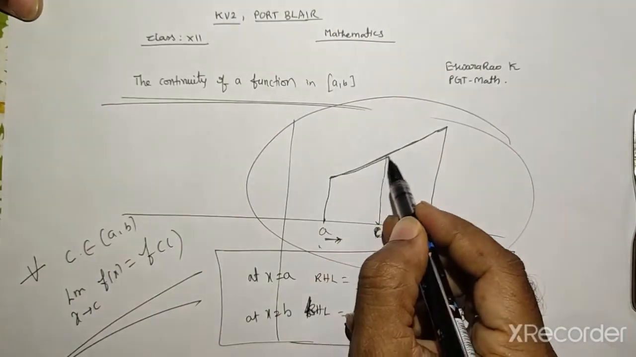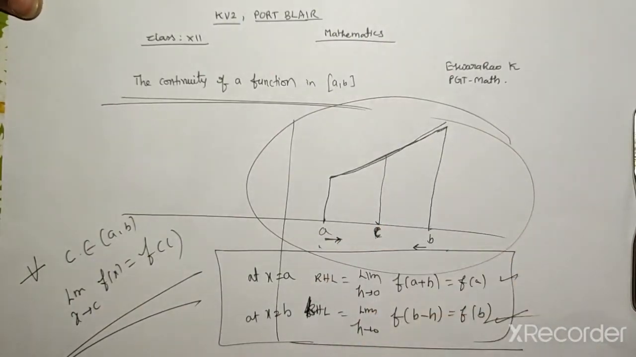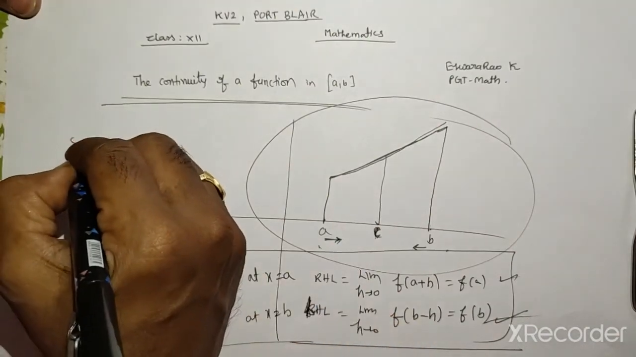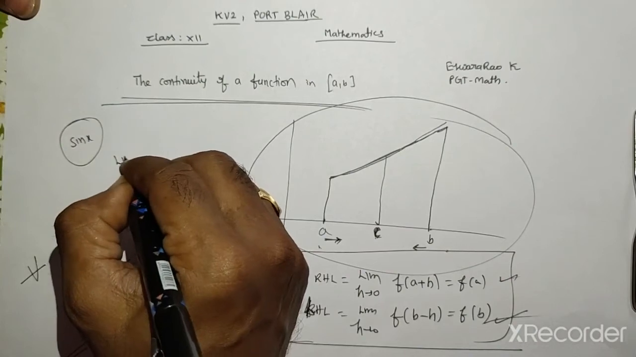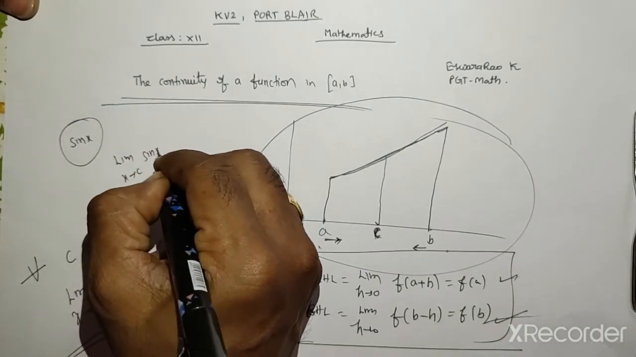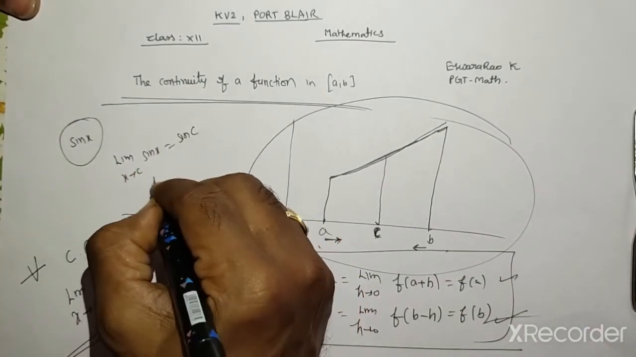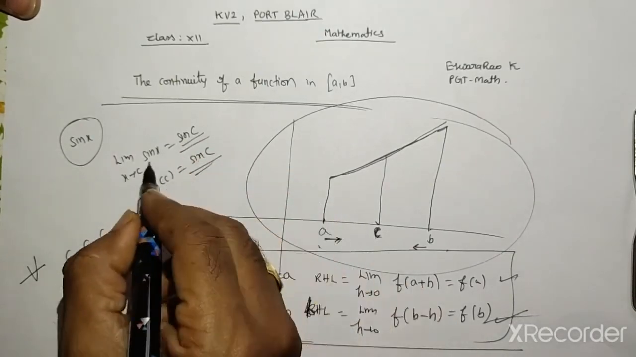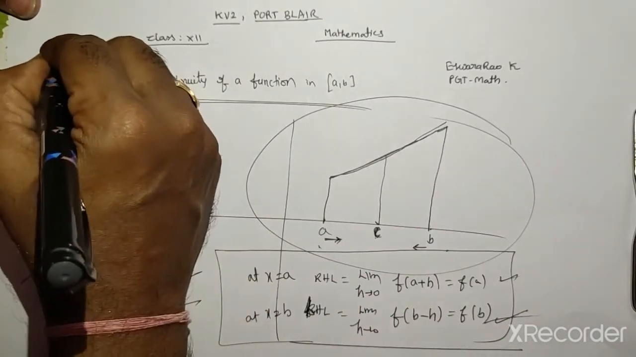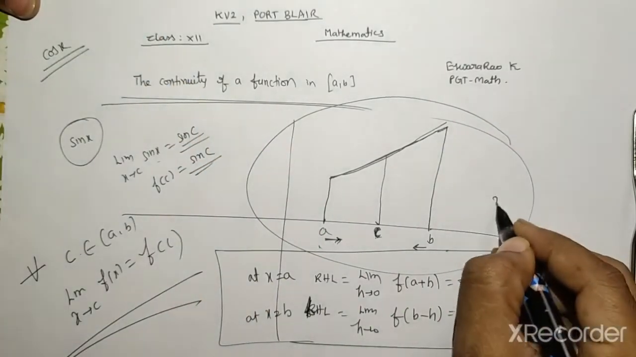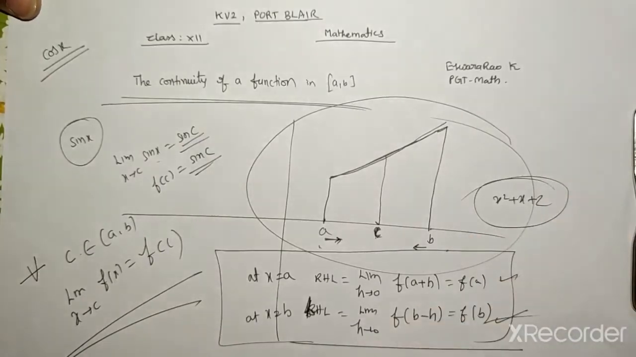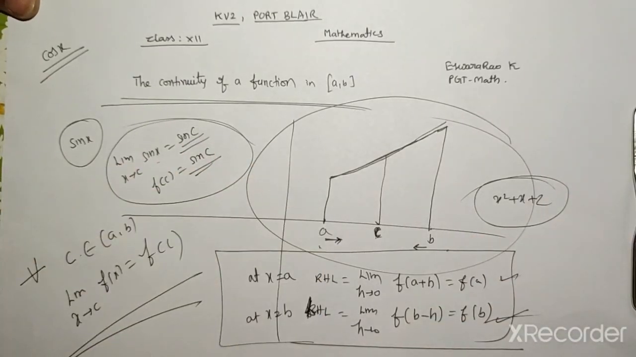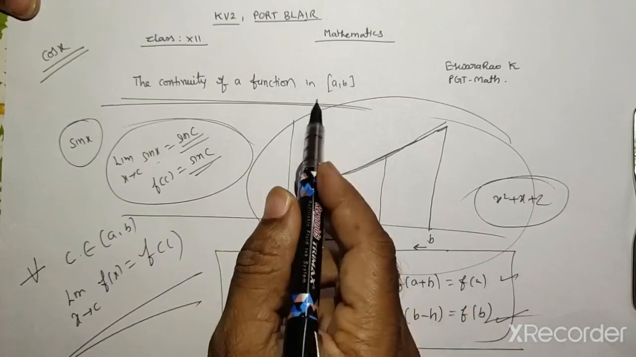So from the graph you can easily understand. That is the continuity of a function in the interval. For example, you want to check sin x continuity. You find limit x tends to c of sin x. It is sin c, no problem. So what is f of c? f of c is also sin c. These two are the same, so sin x is continuous everywhere. Similarly, cos x is continuous everywhere. Similarly, x square plus x plus 2 is continuous everywhere. The same process you can follow. Very easily you can decide the continuity of a function in the given domain, set of real numbers or given interval, wherever it is.